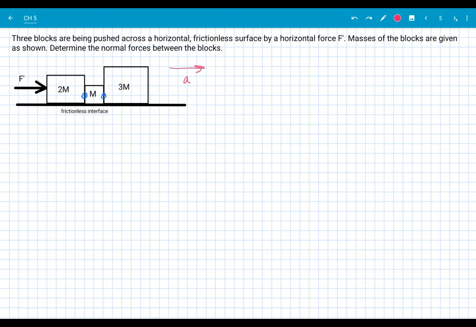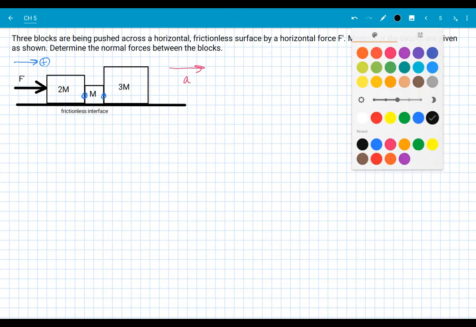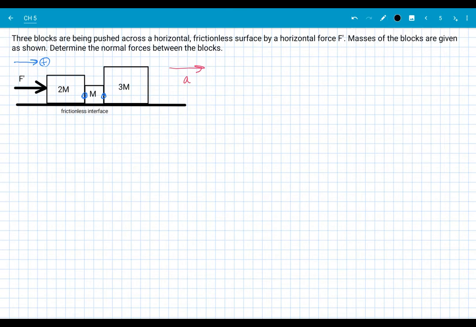And what that is going to do is influence my choice of sign convention here. Because acceleration is to the right, for this problem it's often beneficial to have positive in the direction of acceleration if you can swing it. So I am going to go ahead and have positive be to the right for my analysis. Okay, so I will draw my free body diagrams. Free body diagram for the 2M block here, the M block, and the 3M block. And then we'll go from there.